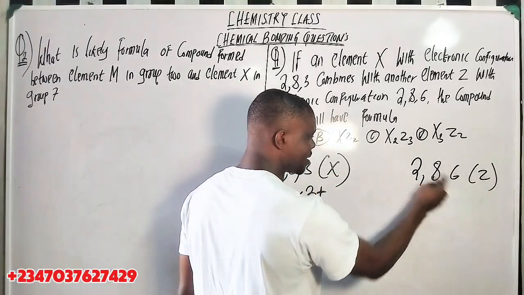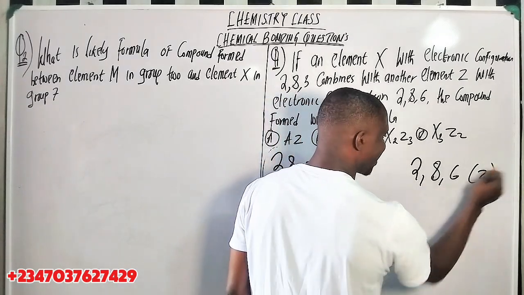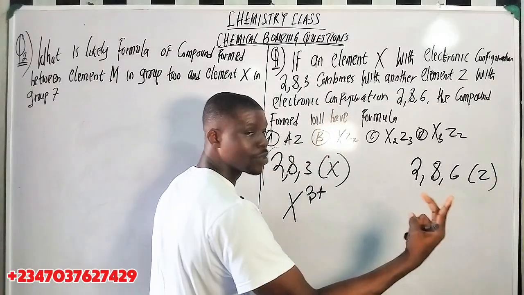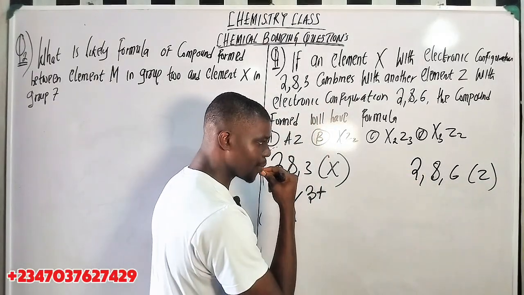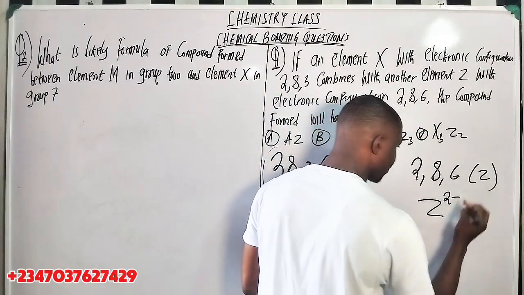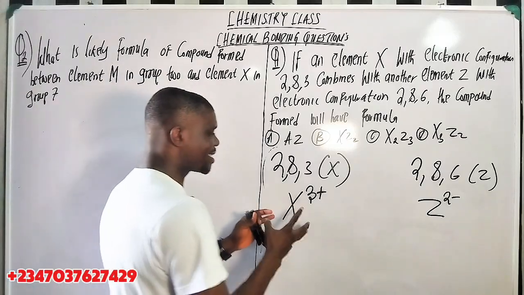On the other hand, here we have this guy, 2, 8, 6. Now, for this Z to obtain the octet, it cannot lose 6. We have to gain 2. When it gains 2 electrons, what will happen here? You're going to have Z2- because it's going to gain 2.